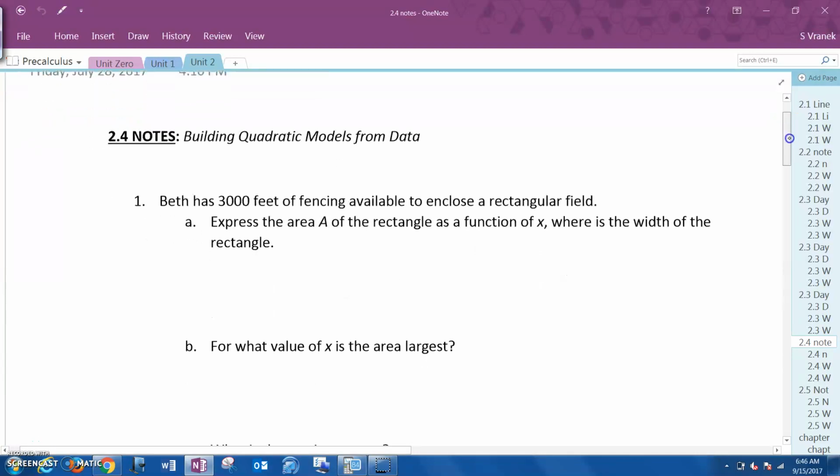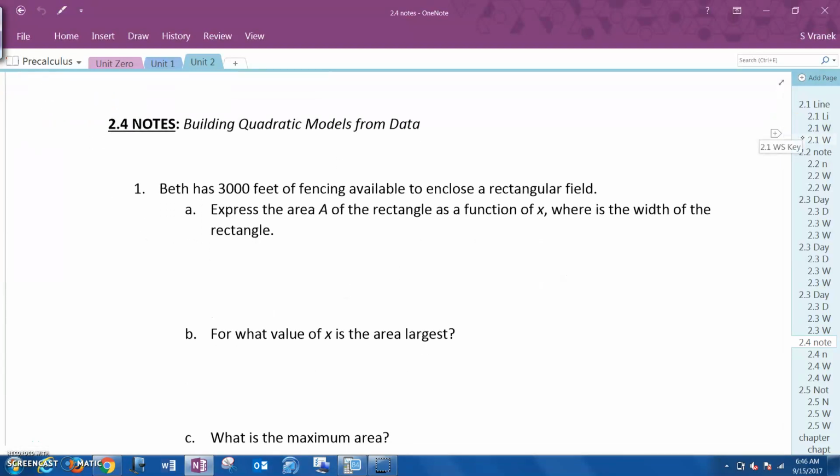Alright class, this lesson's a little more tricky. It's building quadratic models from data. The hardest part about this is coming up with the equations based on the model. So for example 1, Beth has 3,000 feet of fencing to enclose a rectangular field.